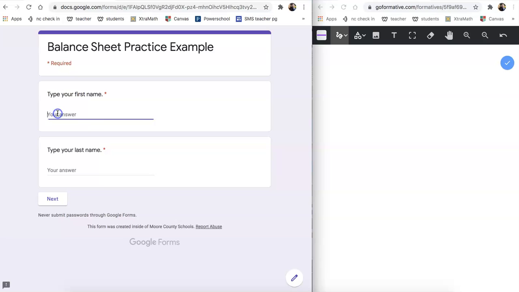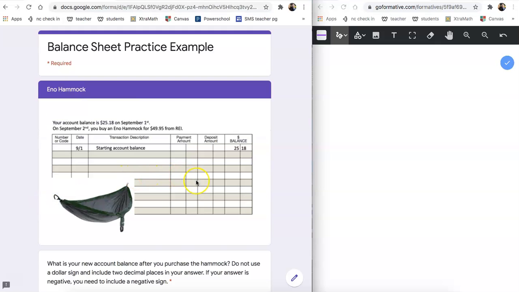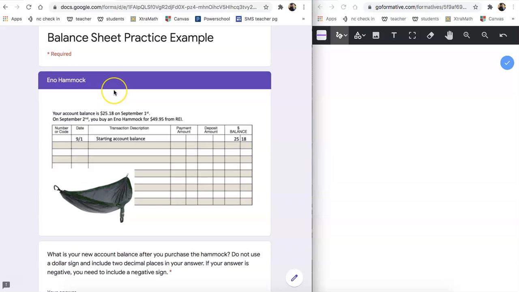So I made this example that's like what you're doing today. You'll start like I am with putting in your first and your last name. And then here's our first example. Our first example is an Eno hammock. It reads, your account balance is $25.18 on September 1st. On September 2nd, you buy an Eno hammock for $49.95 from REI.